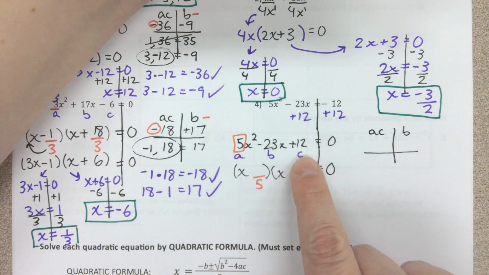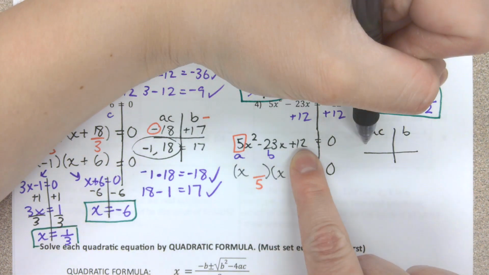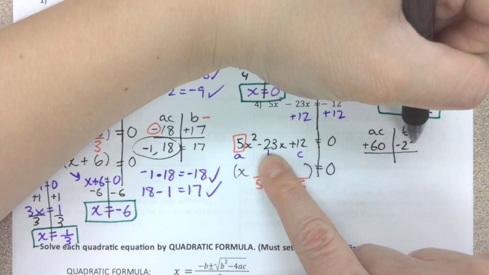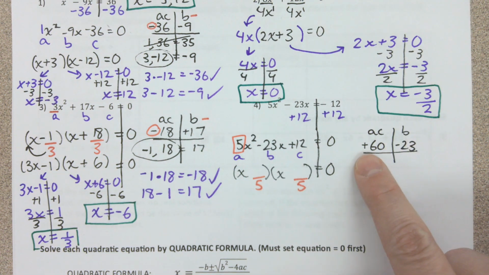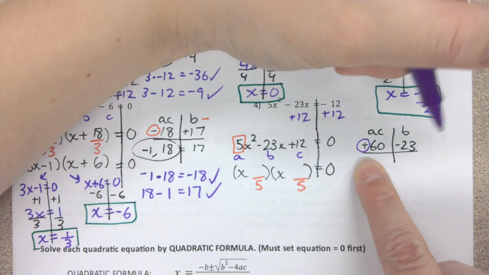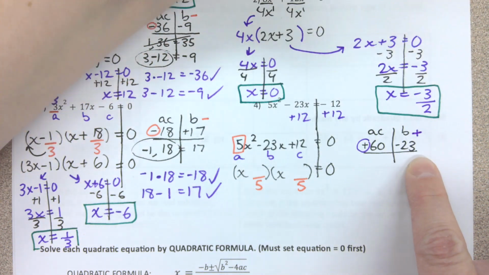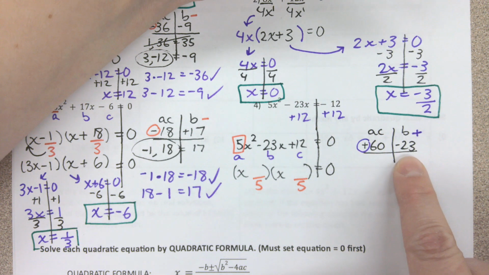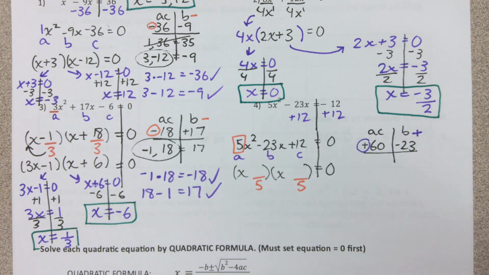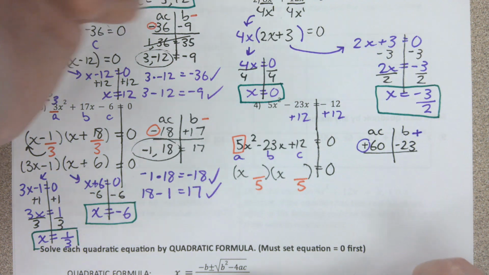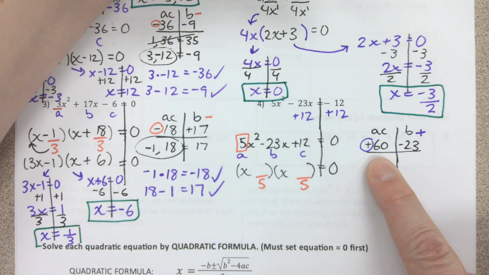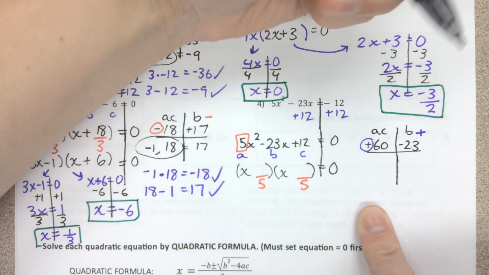So we have a times c, 5 times 12, that's positive 60. And then b is negative 23. So since this is a positive 60, we're actually adding to get this 23. Don't focus on the negative, just focus on finding two numbers that add to 23. Then we can figure out the signs. Okay. 60, big number, it's got quite a few factors. So let's throw some out there.